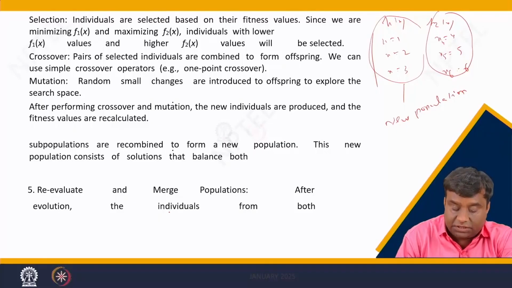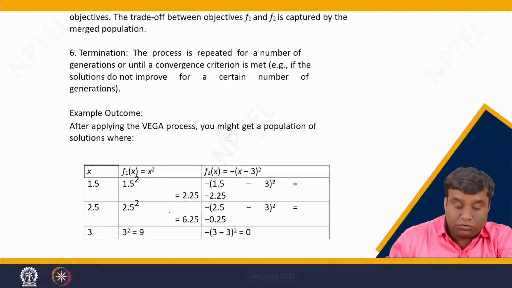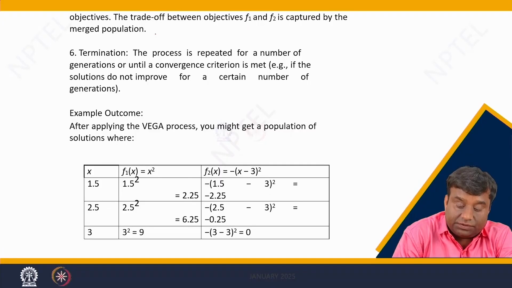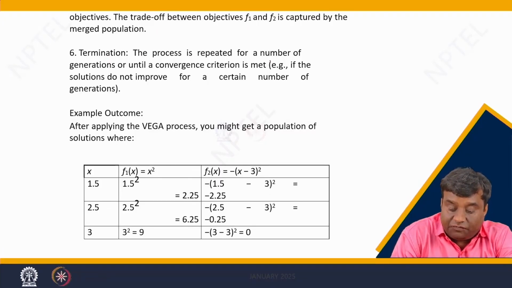After evaluation, the individuals from both objectives, the trade-off between objectives F1 and F2 is captured by the merged populations. Termination: the process is repeated for the number of generations or until a convergence criterion is met. For example, if the solutions do not improve for a certain number of generations.